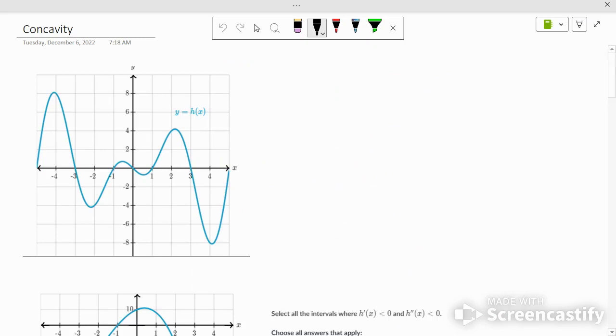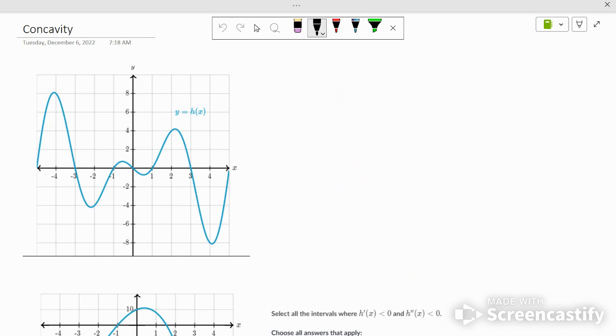Concavity is concave up, concave down. So think of something holding water or letting out water. If it pours out water, it's concave down. If it holds water, it's concave up. You'd think the one pointing down would be down. No, it's backwards in your mind.